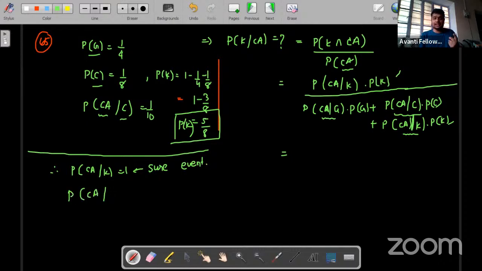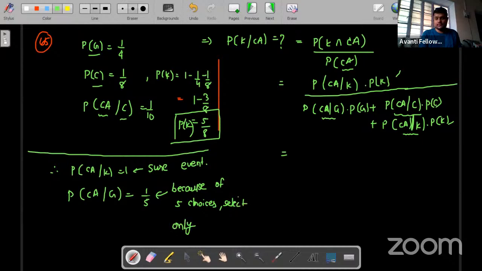Now we will find P of correct answer given that the answer is guessed. If you remember in the question, there were 5 options, right? How many ways can I guess the answer? There is one choice out of 5 choices. What will be the probability that I'll get the correct answer? 1/5. So 1/5 will be the probability of getting a correct answer, given that I have used the guessing method. Why is this 1/5? Because out of 5 choices, I have to select only one. Clear?